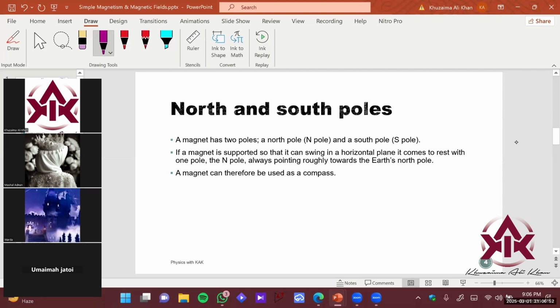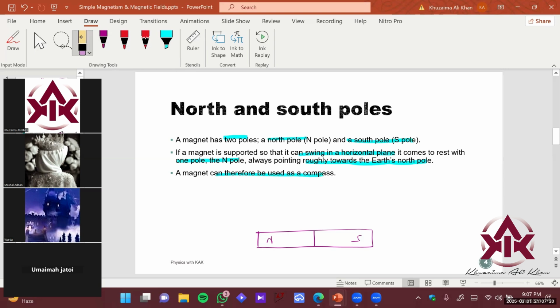So a magnet is basically, you can just draw a rectangle here, right? It obviously has two poles, a north and a south pole. If a magnet is supported so that it swings horizontally in a plane, it comes to rest with one pole, the north pole, always pointing roughly towards the Earth's north pole. Therefore, a magnet can be used as a compass. So what are they saying over here?